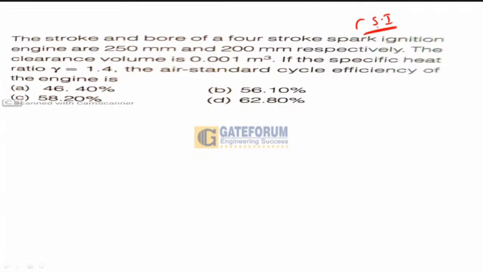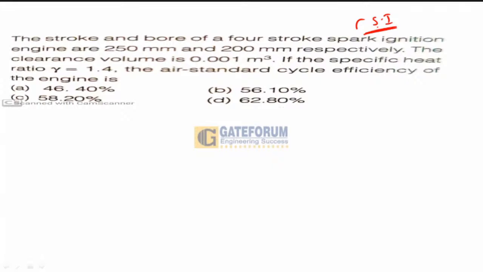Spark ignition engine are 250 mm and 200 mm respectively. The clearance volume is 0.001 meter cube. If the specific heat ratio, that means gamma, is 1.4, the air standard cycle efficiency of the engine is: option A 46.40%, option B 56.10%, option C 58.20%, and option D is 62.80%.